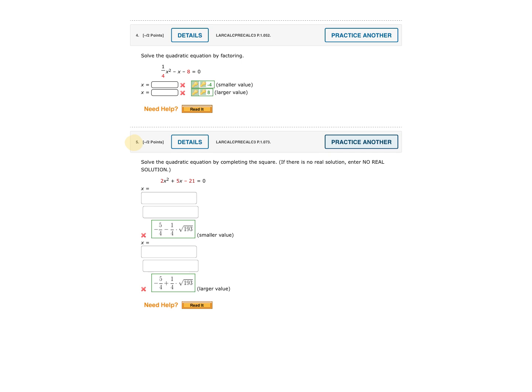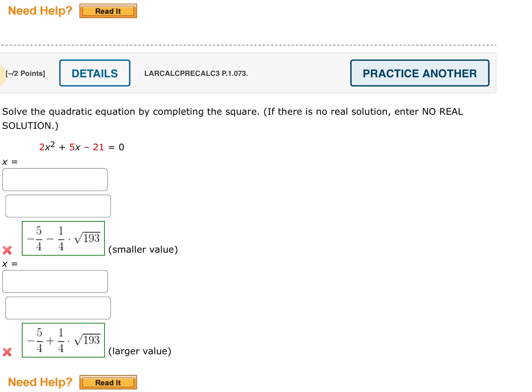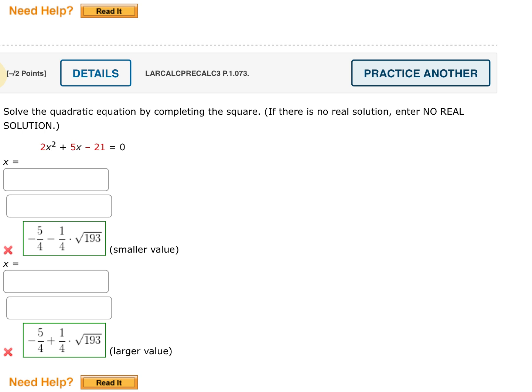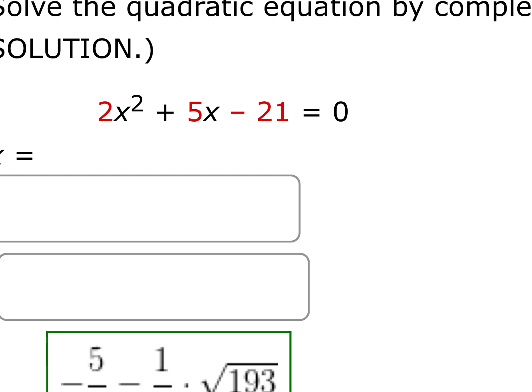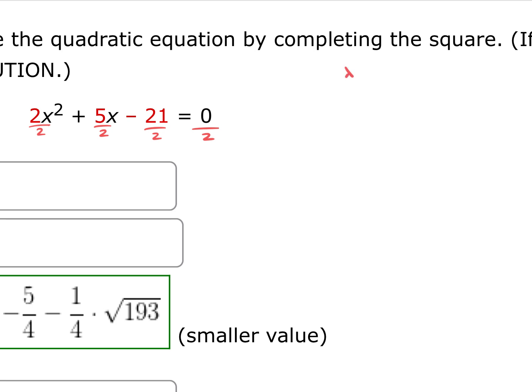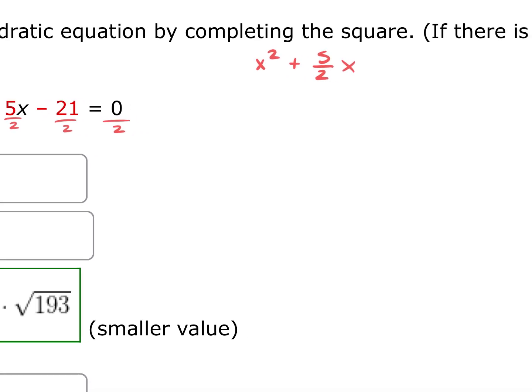So for 5, we're solving the quadratic equation by completing the square. Since I start with a leading coefficient that's not 1, I want to get rid of that 2. So I'm going to divide everything by 2. We always want to start with the leading coefficient that's 1 when completing the square. So we get x squared plus 5 over 2x. I'm going to move my constant to the other side, so I'm going to do 2 steps in 1 here. So this is equal to 21 over 2. And I'm going to leave a space here to complete the square.